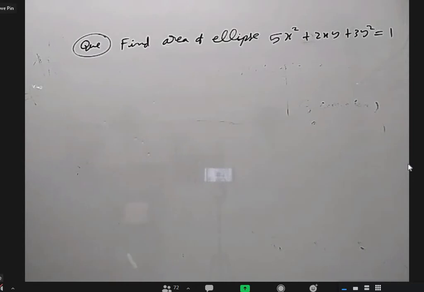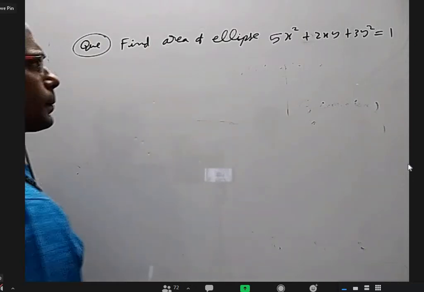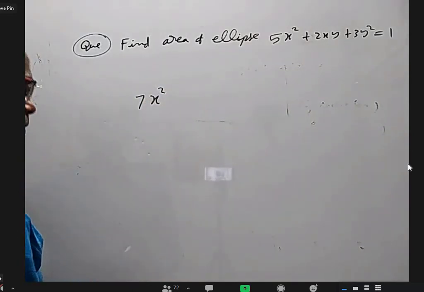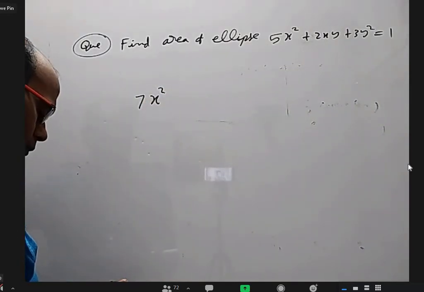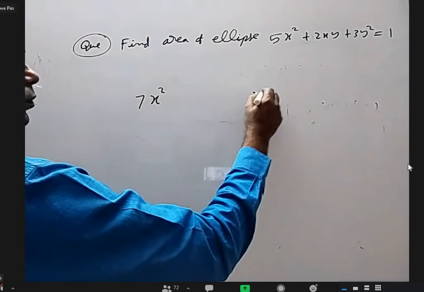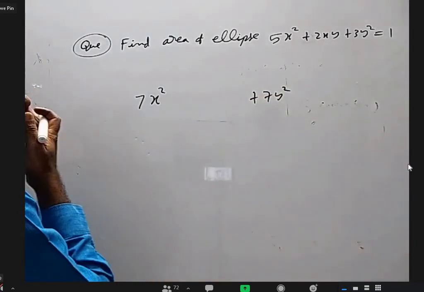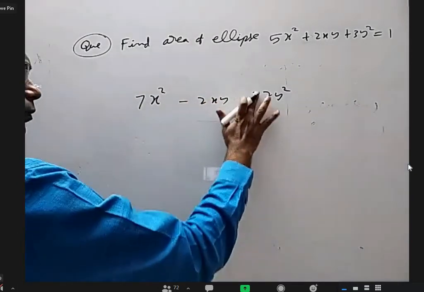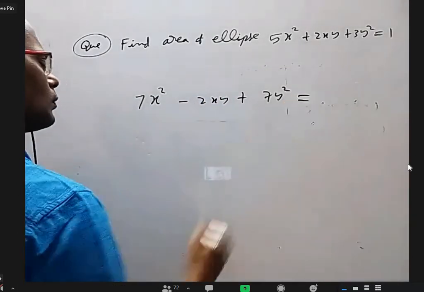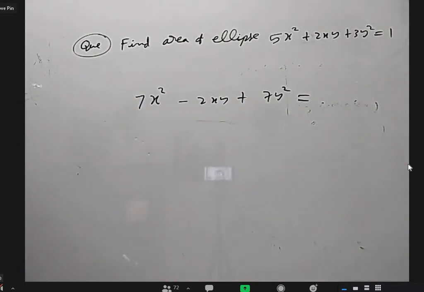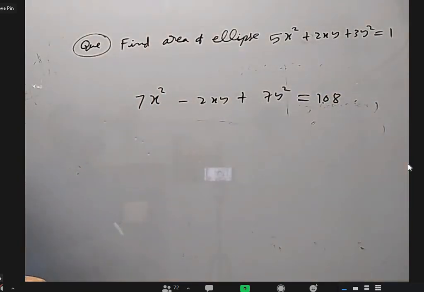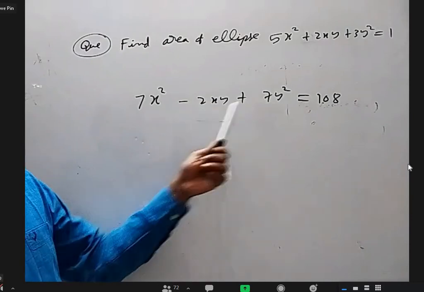Okay, one more thing I want to ask. Let us take 7x square plus 7y square minus 2xy. So to write, just listen: 7x square plus 7y square minus 2xy equal to 108.